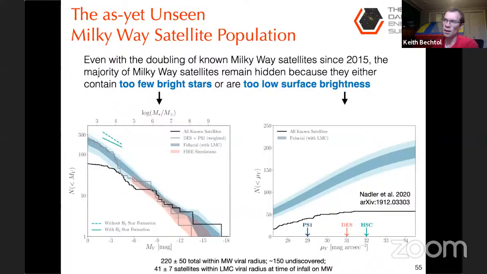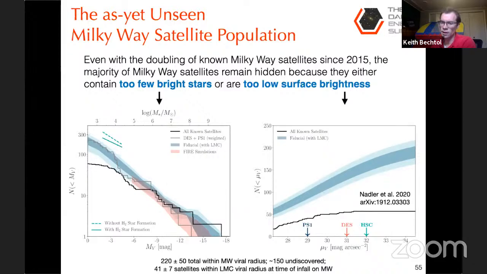This is using sophisticated modeling, taking into account baryon physics and the selection effects. We injected millions of artificial satellites to analyze our sensitivity, and we came out with this result. It means that there are still something like 150 satellites that are undiscovered, right? Those will be potential targets to look for with LSST, Euclid, and the Roman Space Telescope.